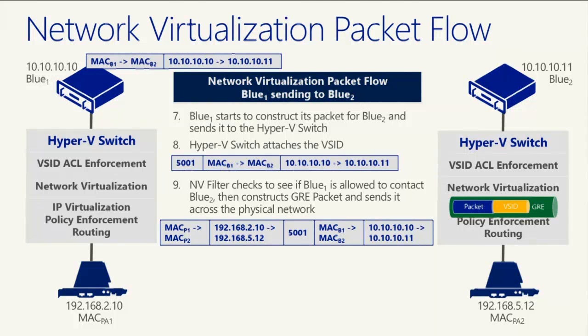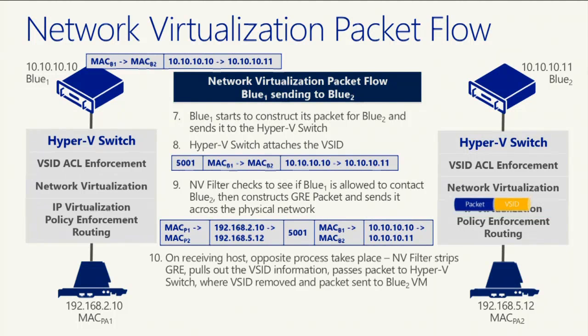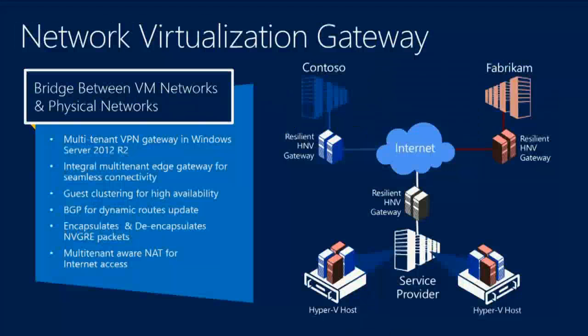And when it gets there, the reverse process happens. So we strip off the GRE, the extra physical bits we needed to get from A to B. We strip off the virtual subnet ID because we now know we're looking for a blue VM in the blue network, and we send the packet through. That's how network virtualization sends its traffic between VMs across hosts. Very, very flexible, easy to deploy through VMM, and enables us to just transform the way we deploy networks. No need for VLANs. We're segregating our virtual workloads using this network virtualization.